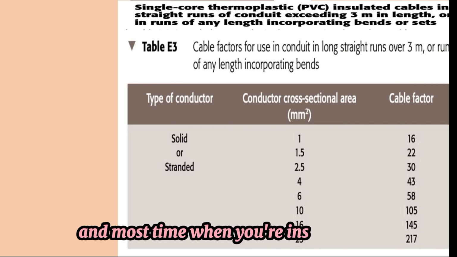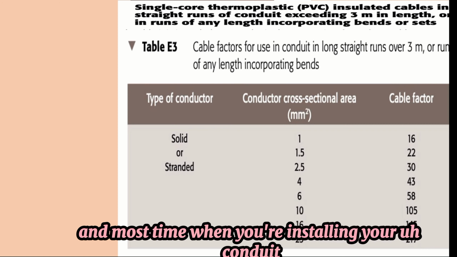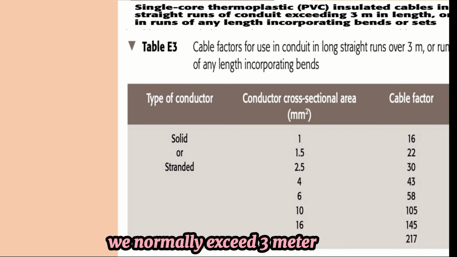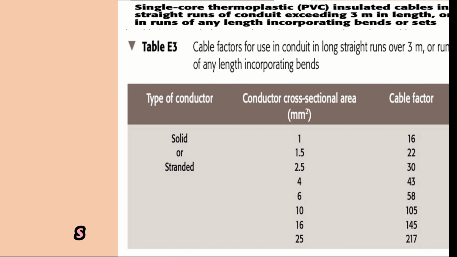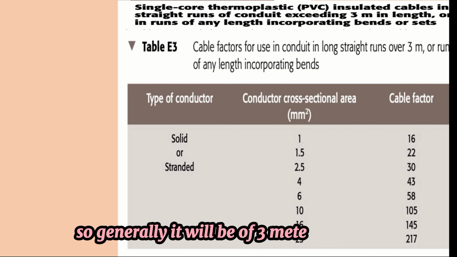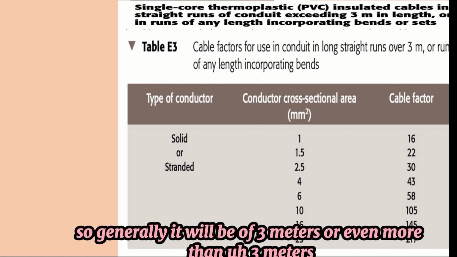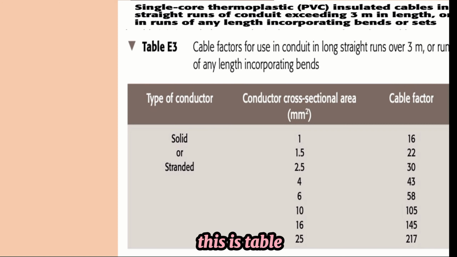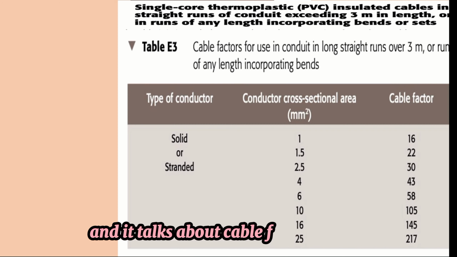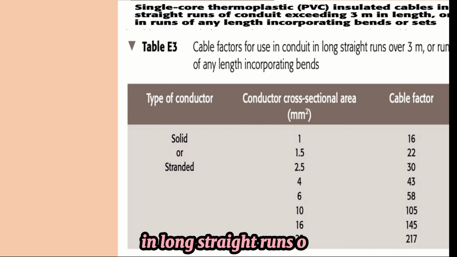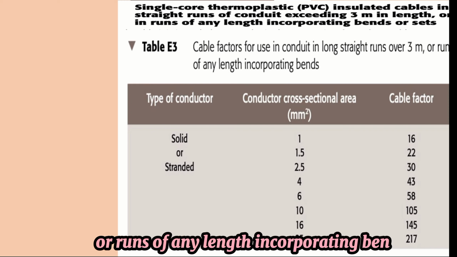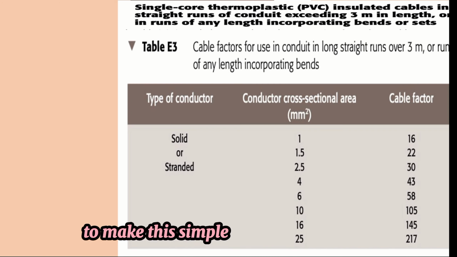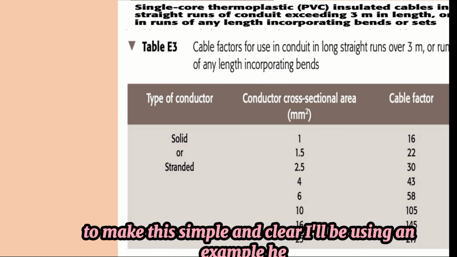And most times when you're installing your conduit, we normally pass 3 meters in length, because even most conduits are just 3 meters in length. So generally it will be of 3 meters or even more than 3 meters. This is Table E3, and it talks about cable factors for use in conduit in long straight runs over 3 meters or runs of any length incorporating bends. To make this simple and clear, I'll be using an example here.